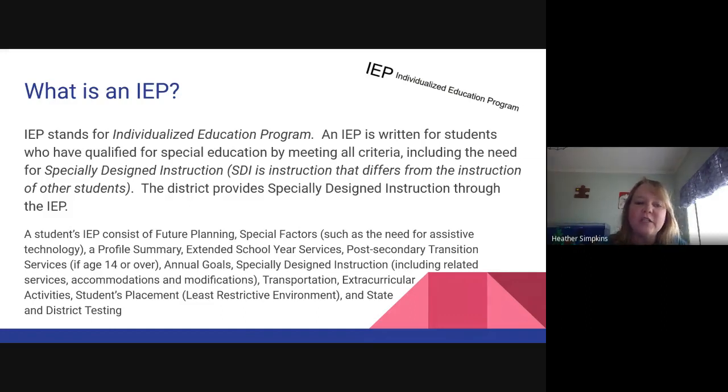And then last, we look at state and district testing. Will the student take state test with accommodations? No accommodations? Do they need extended time? Do they need frequent breaks? Do they need one-on-one testing? What accommodations does that student need when they're taking those tests?